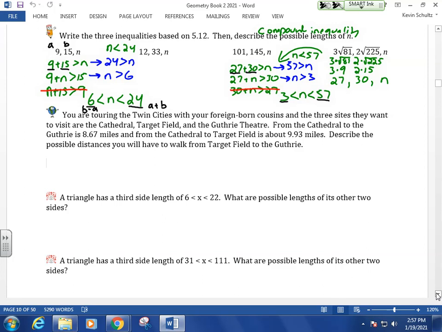The other one, 27 and 30, well, 30 minus 27, B minus A, gives us the lower end, the 3. 27 plus 30, A plus B, gives us the high end, 57. Isn't that great?